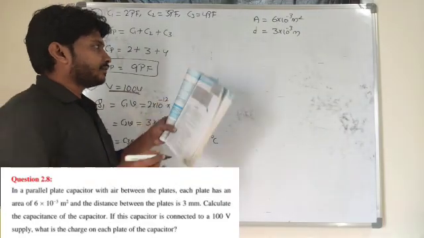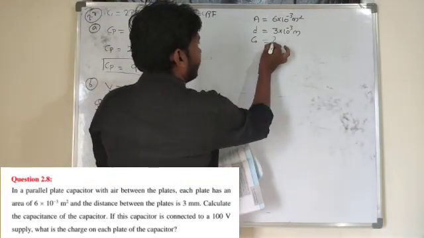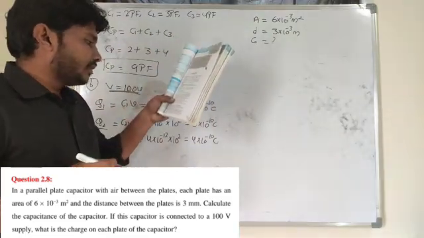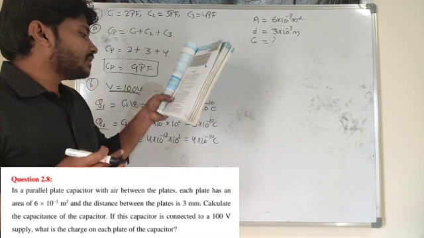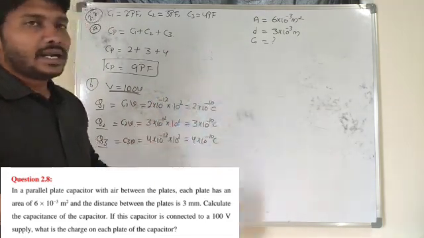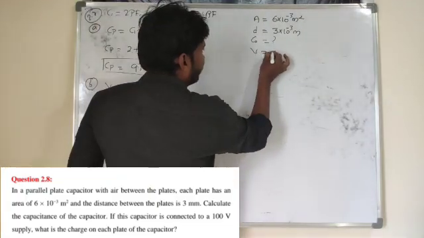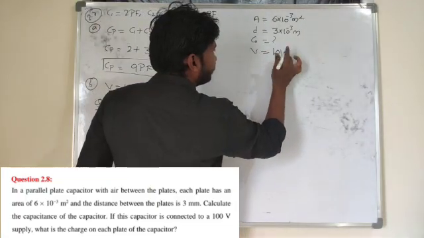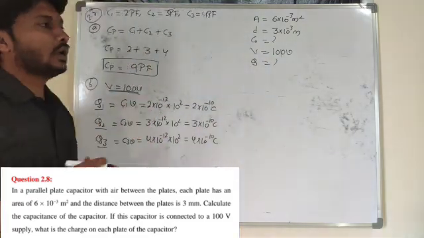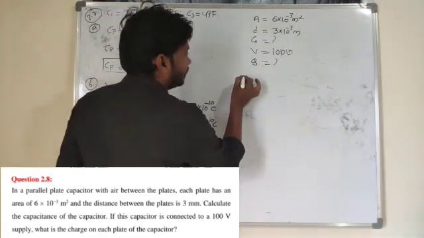Calculate the capacitance of the capacitor. So shall I find out that first one, C0 value. If the capacitor is connected to a 100 volt supply, what is the charge on each plate of the capacitor? So if that potential is 100 volt, then what is the charge here? So two unknown terms are there. So let me find them out.